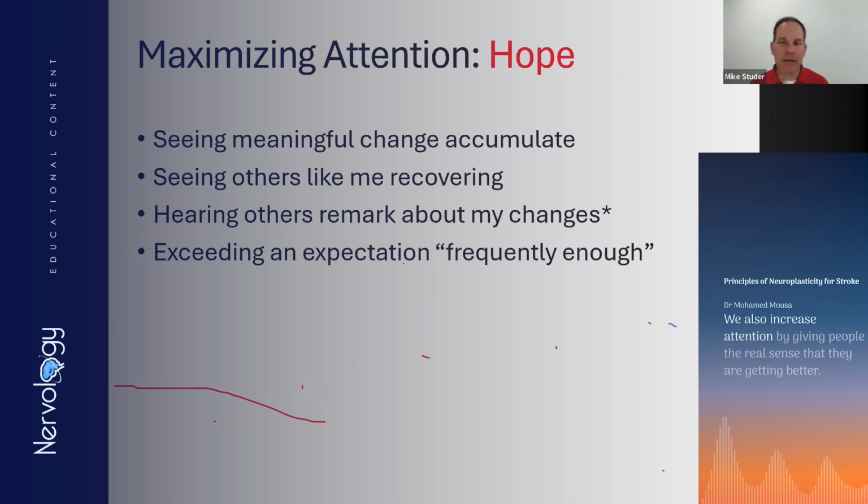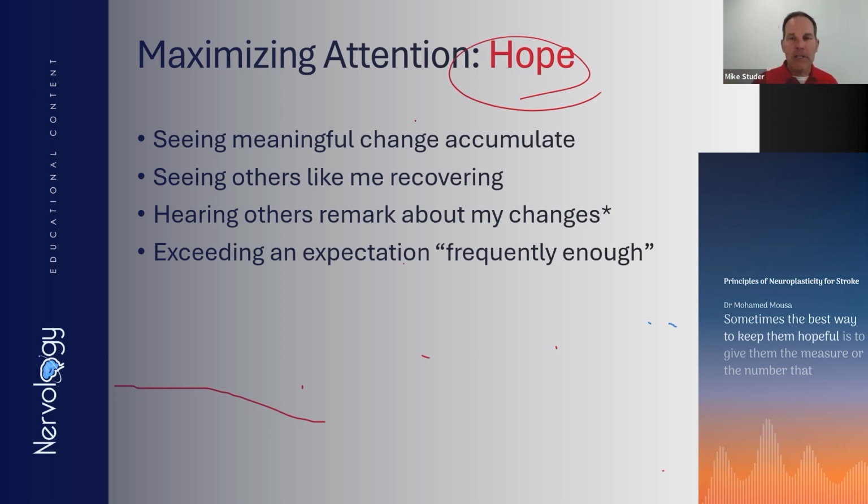We also increase attention by giving people the real sense that they are getting better. This is working for you. Let's do more of it. And that's extremely clear for you here in this slide. Keeping people hopeful. Sometimes the best way to keep them hopeful is to give them the measure or the number that signified what they were able to do, and then give them the measurement again. This is your best score on the timed up and go test. That's your personal best. They see hope and they do something that we call gamification.